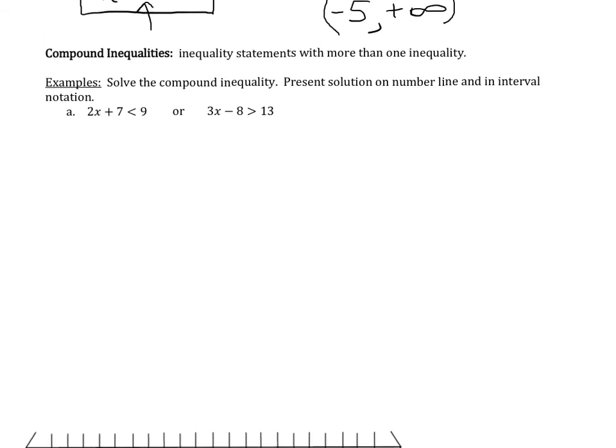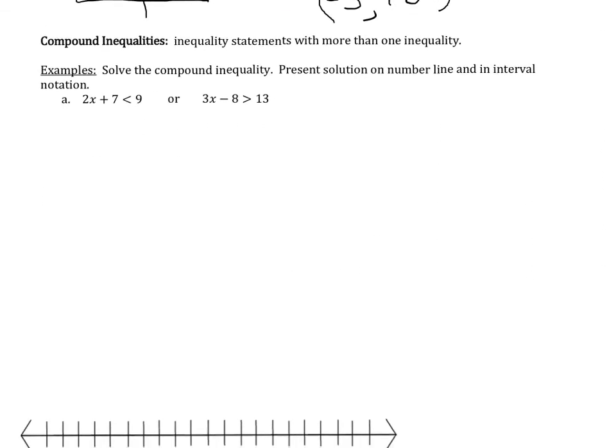All right, compound inequalities. Right? Compound inequalities are inequality statements with more than one inequality. And there's basically two types. There's one that's separated by the word or, and one that doesn't have the word and in it, but it's kind of notating an and inequality. Let's look at the or inequality first.